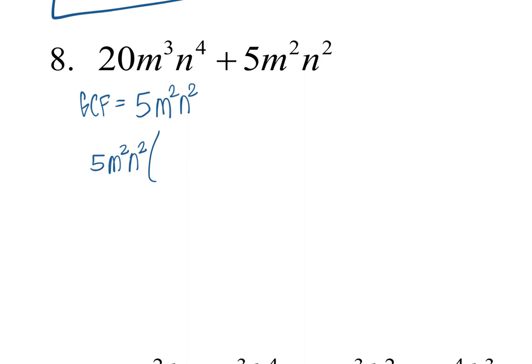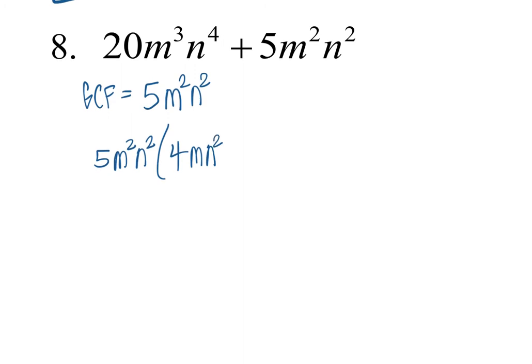20 divided by 5 is 4. M cubed divided by m squared. Keep your base of m, and then 3 minus 2, I'm getting that from right here, is 1. So we're going to have just one power right there, and I'm not even going to write a 1, okay? N to the fourth divided by n squared. Keep your base of n and say 4 minus 2. So n squared plus 5 divided by 5 is 1, and m squared divided by m squared is 1. N squared divided by n squared is 1. So we're just left with 1.